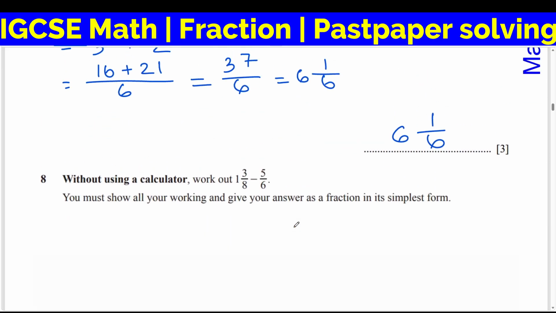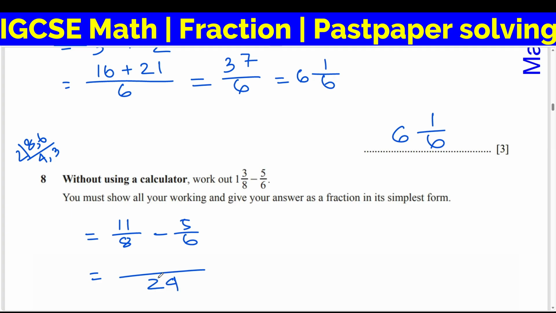And this is the final math question, which is without using a calculator, work out 1 3/8 minus 5/6. So first, this is a mixed fraction. We have to make it an improper fraction. 8 times 1 is 8, 8 plus 3 is 11/8 minus 5/6. So what is the LCM of 8 and 6? We can write this here. 8 and 6 we can divide by 2. So here is a 4 and here is a 3. So 4 times 3 is 12, 12 times 2 is 24. So 24 is our LCM.